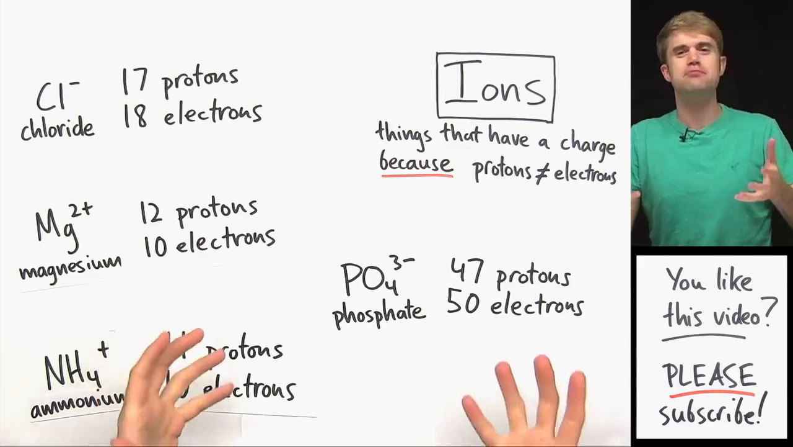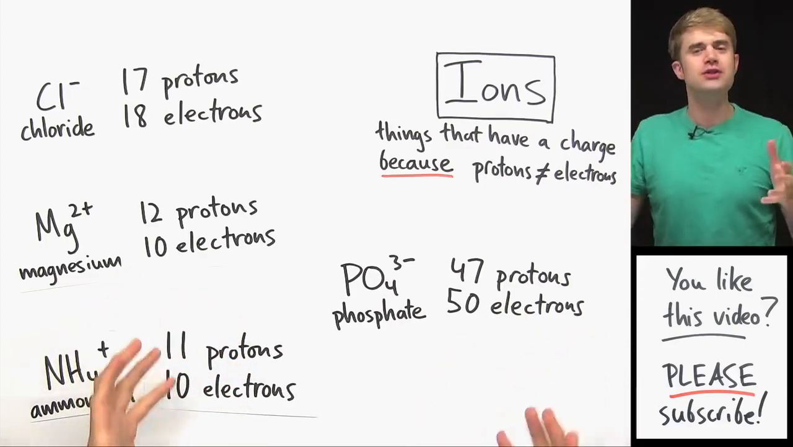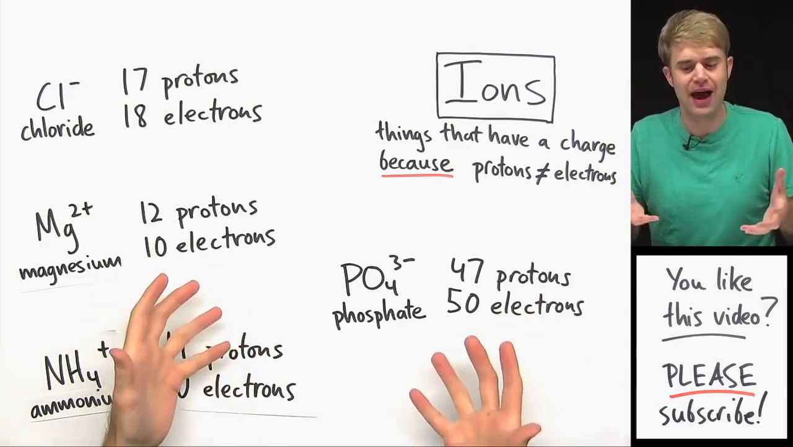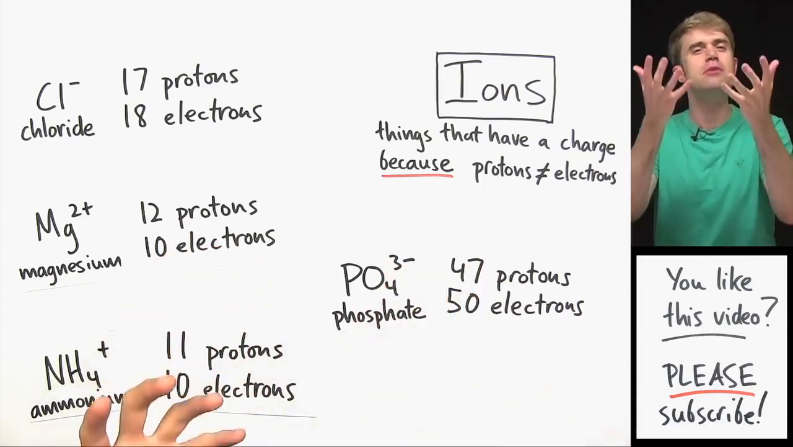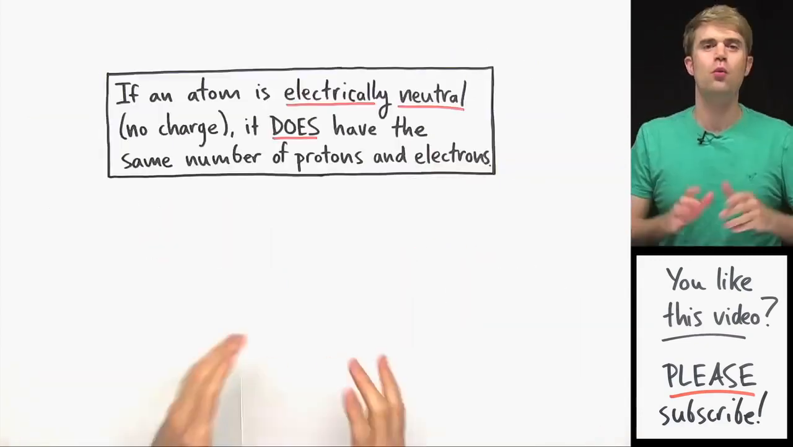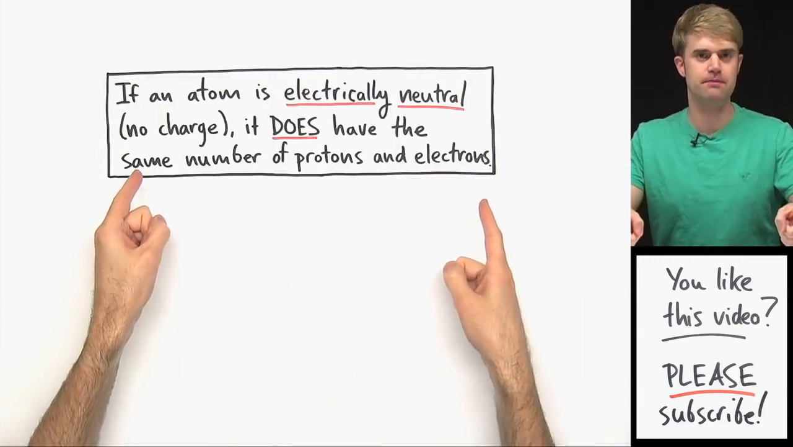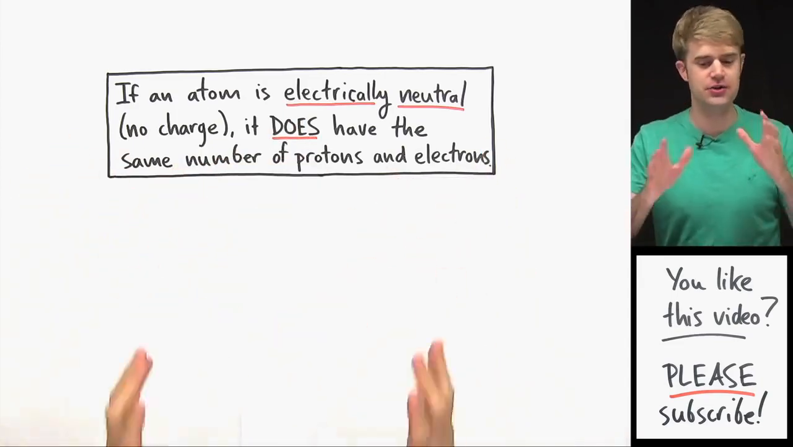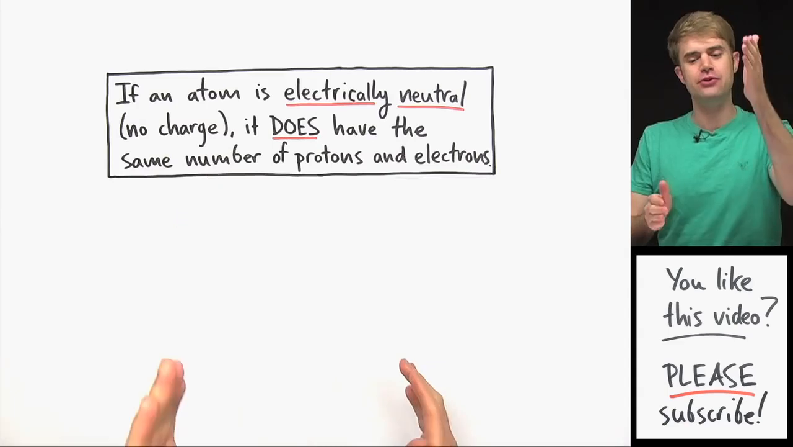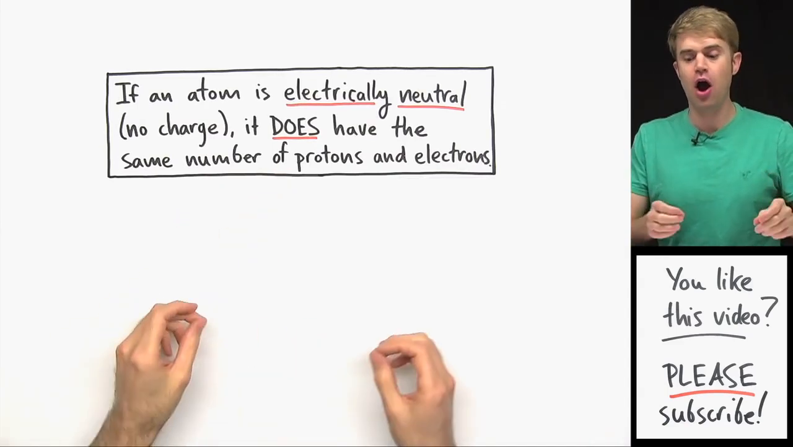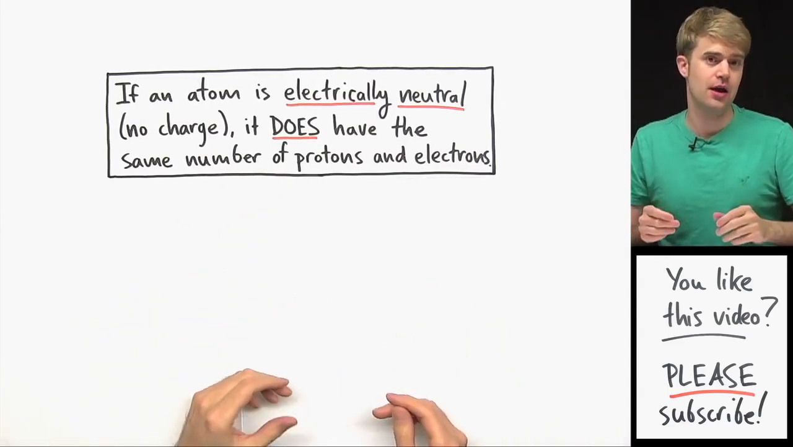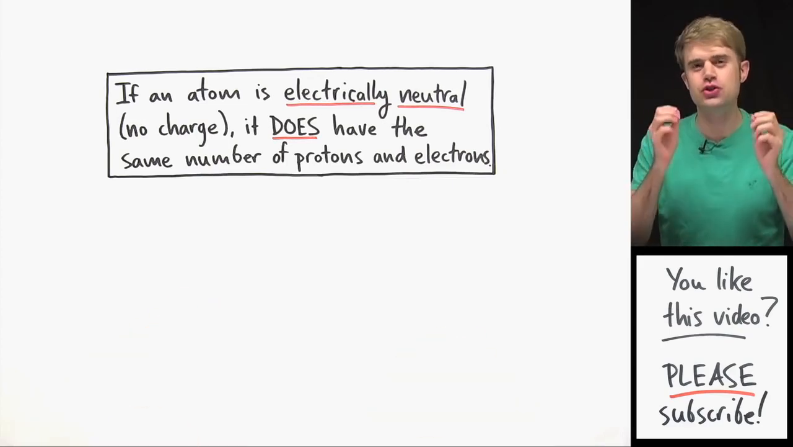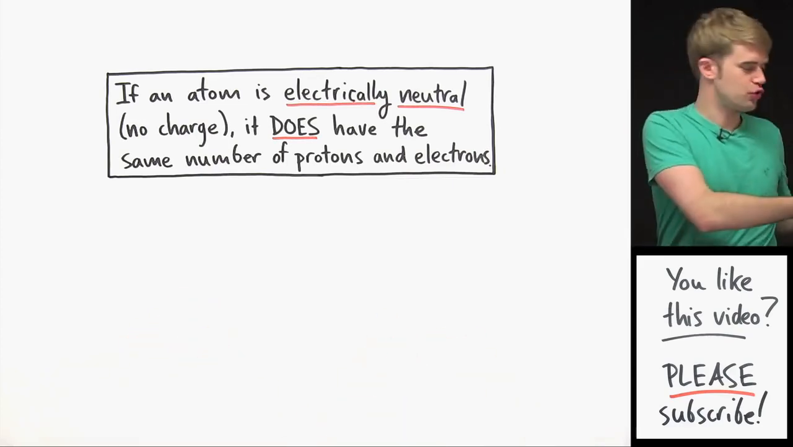So then where does this misconception come from? Why do so many people think that atoms and groups of atoms always have to have the same number of protons and electrons? Well, I think this might be the reason. If an atom is electrically neutral, which means it doesn't have a charge, that atom does have the same number of protons and electrons. And a lot of times we assume that atoms are neutral.